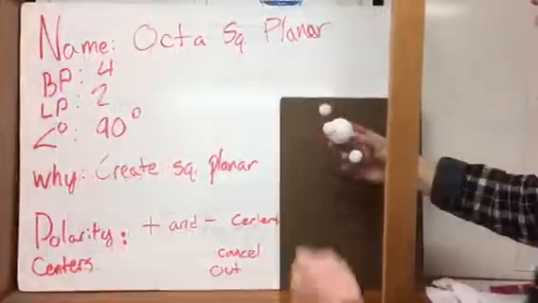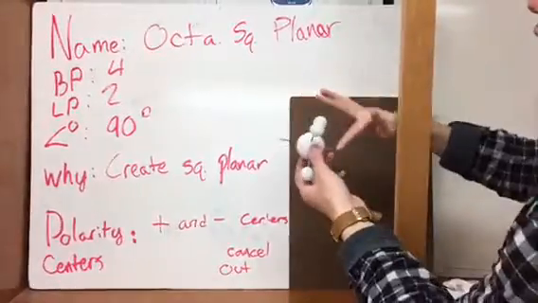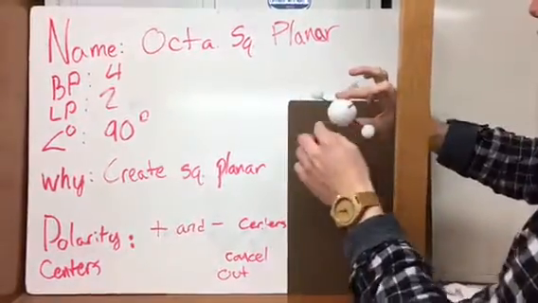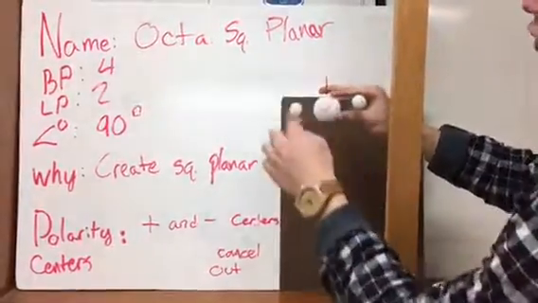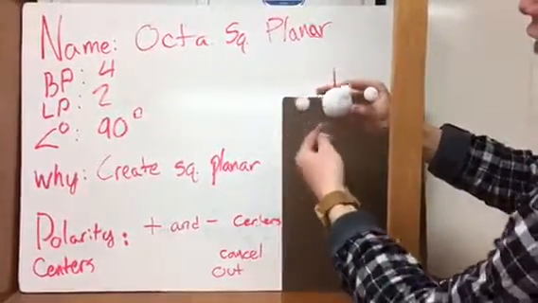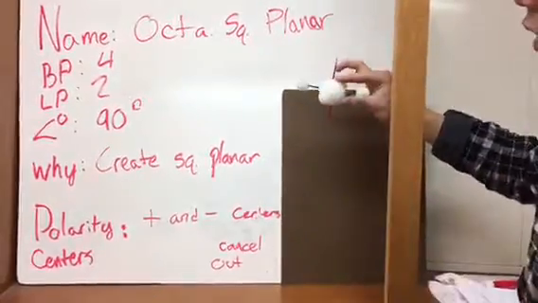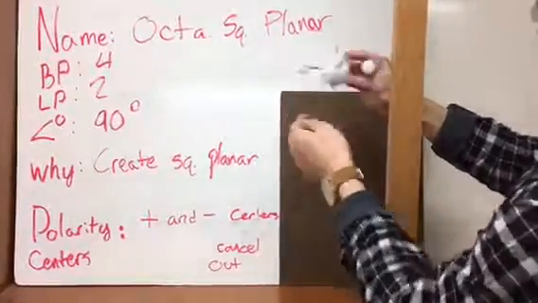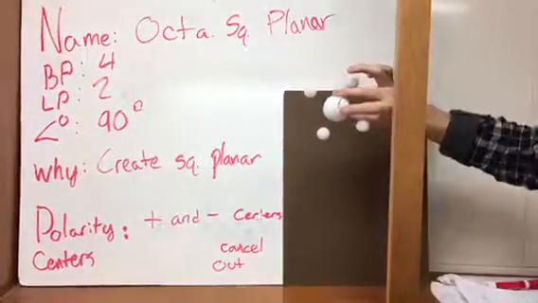Here we have an octahedral square planar. It has 4 bonded pairs and 2 lone pairs. The bonded pairs have 90 degrees between them all, and it's called this because the 2 lone pairs make the bonded pairs all share a square plane, and the positive centers meet in the middle, and so do the negative centers, canceling each other out, making this nonpolar.